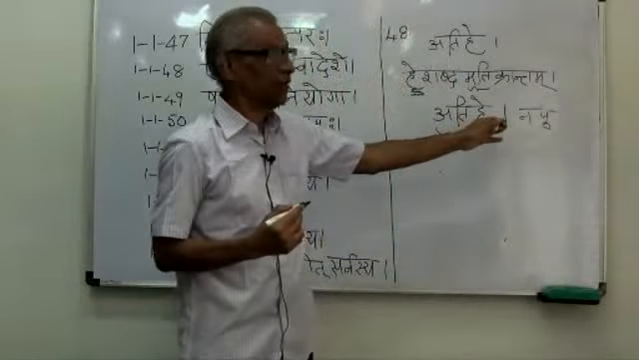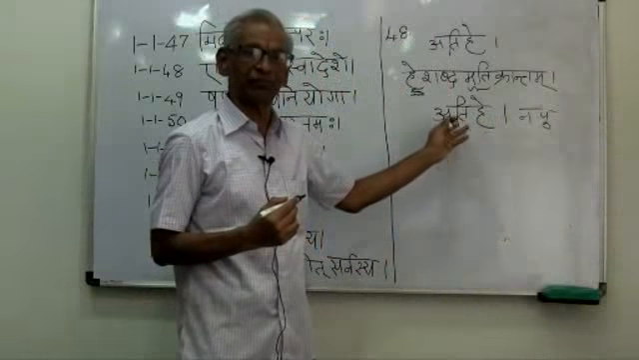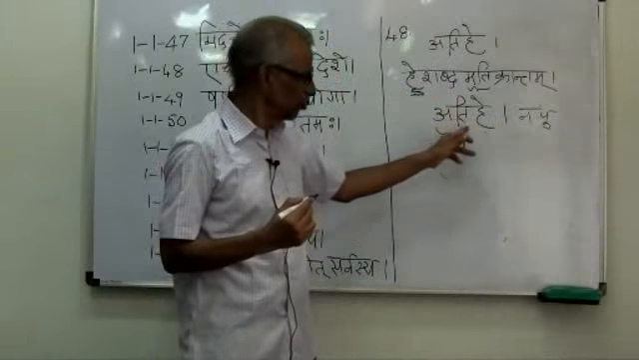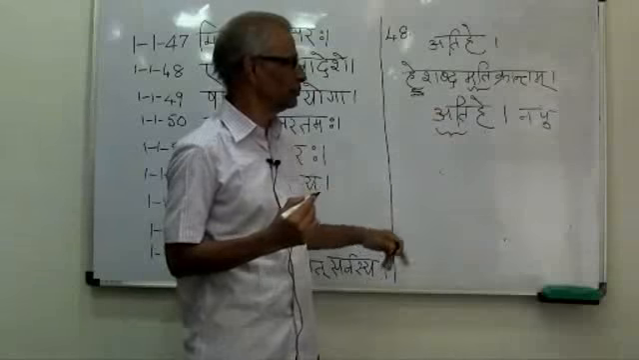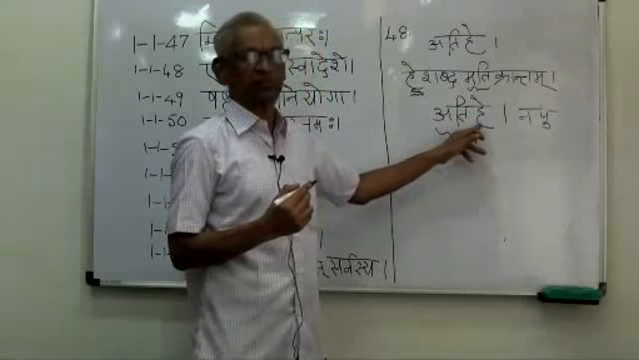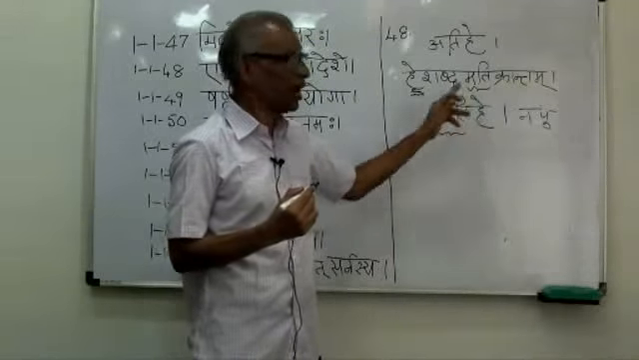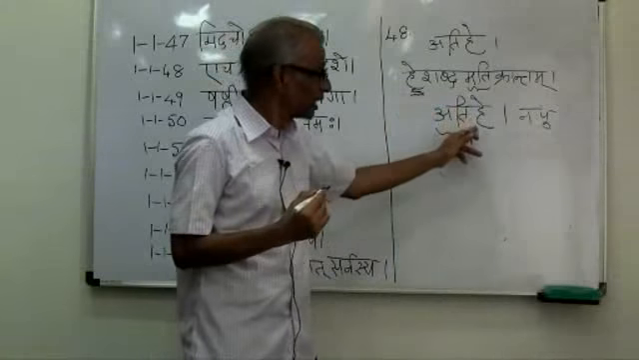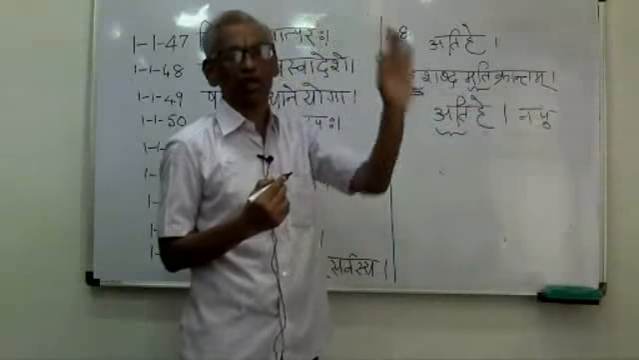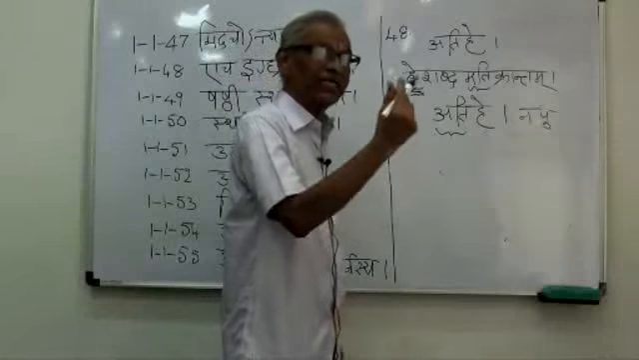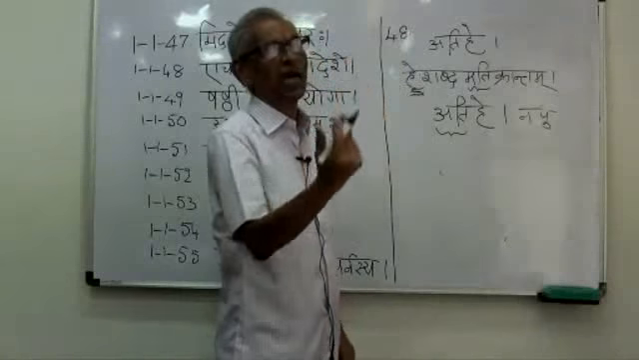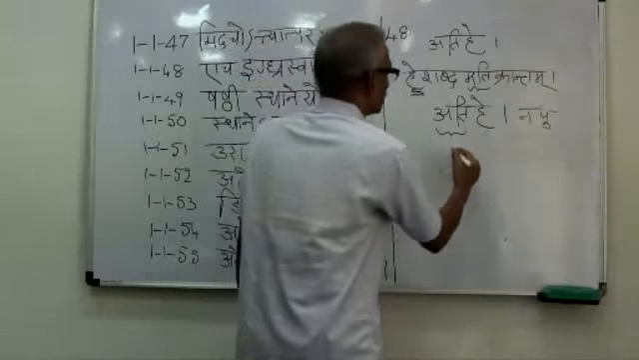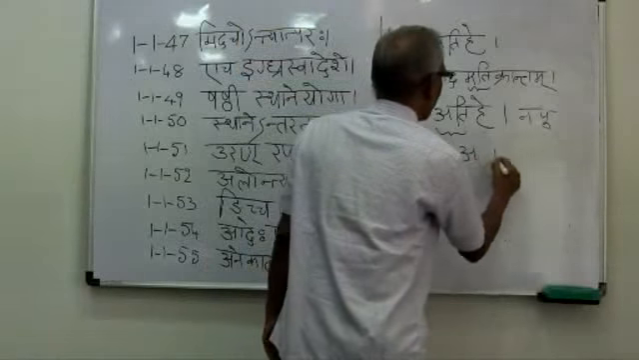Hrasvo napumsake pratipadikasya. By this rule, because this is a napumsakalinga shabda pratipadikam, and a dirgha vowel is there, ekara is dirgha, so ekara we have to convert into hrasva. I told, echaha ik, ekarasya ikaro bhavati hrasvaha. So this will become atihi.